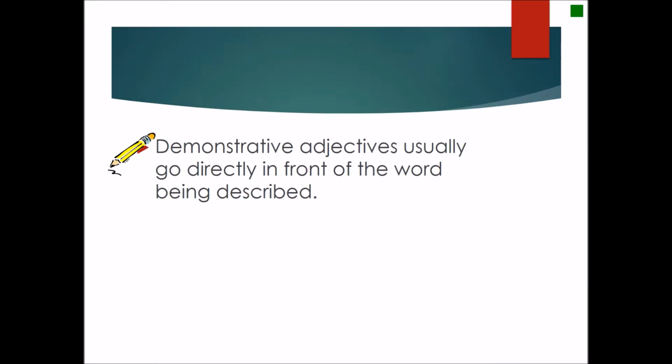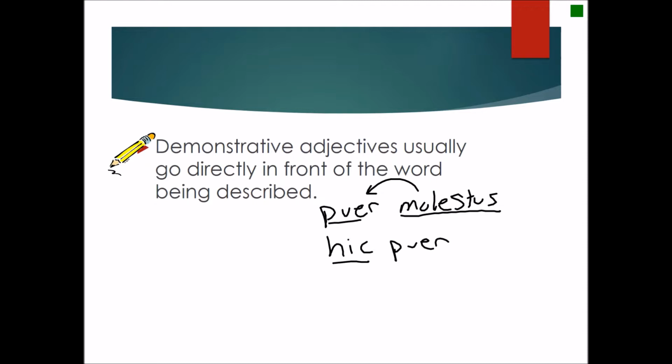Just a quick reminder, demonstratives, when they're used as adjectives, will usually go directly in front of the word they're describing. This is in opposition to where adjectives are normally placed if it's any other type of adjective. If we were to talk about an annoying boy, that would be puer molestus, and here the adjective, which agrees with puer in case, gender, and number, is after the noun. However, if we're going to use a demonstrative, either hic or ille, we need to put that demonstrative before the noun in question.